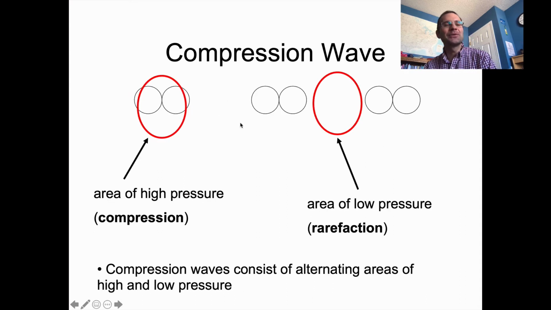So when this happens, we have alternating areas of high pressure, which are called compressions, and areas of low pressure in between them, which are called rarefactions. What I mean by high pressure is just that you have a lot of air molecules in a small amount of space. And what I mean by low pressure is that you have very few air molecules within a certain amount of space as well.